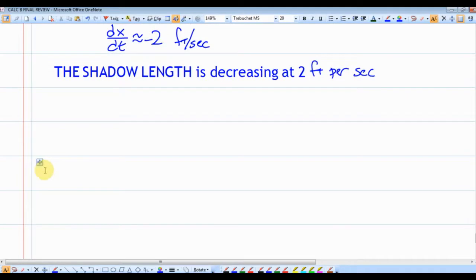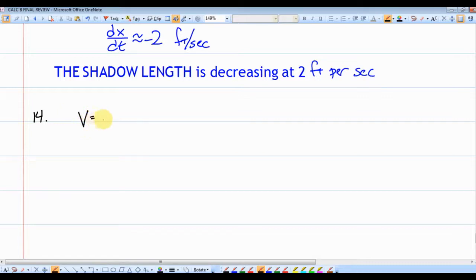Where are we? That wasn't that bad, right? Number 14: a balloon the shape of a sphere is being blown up. The volume is increasing at 4 inches cubed per second. At what rate is the radius increasing when the radius is 1 inch? So we want to know at what rate the radius is increasing, and we're given a volume. So I'm thinking the volume formula is going to play a part here.